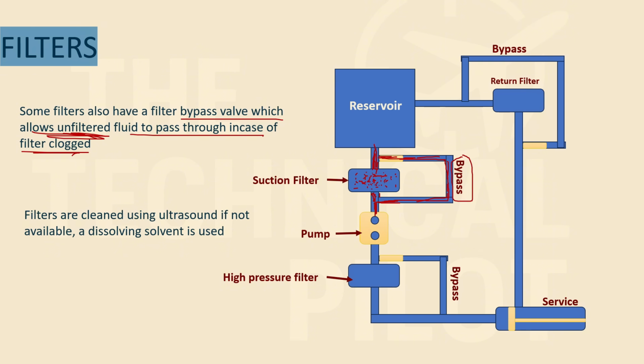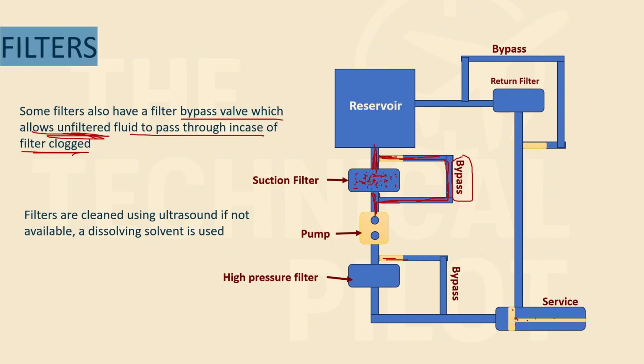If you are not able to operate your flight controls, then what's the point? If you're not able to operate any services, any actuator, that is worse than having unfiltered fluid running in your systems. What unfiltered fluid will do is damage your piston slowly, right? But if you're not able to move it, that is worse, right? So this is the purpose of the bypass valve.